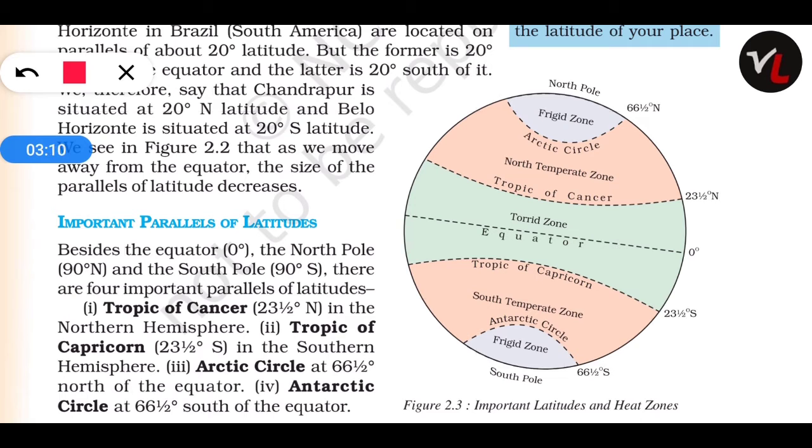In the same way, in the northern hemisphere, between the Arctic Circle and the North Pole, there is the frigid zone. That is very cold, because slanting rays of the sun reach it. Therefore, it is heated less and is very cold.